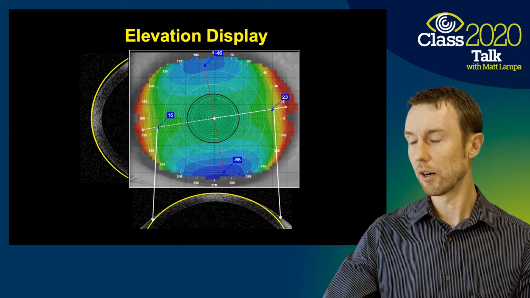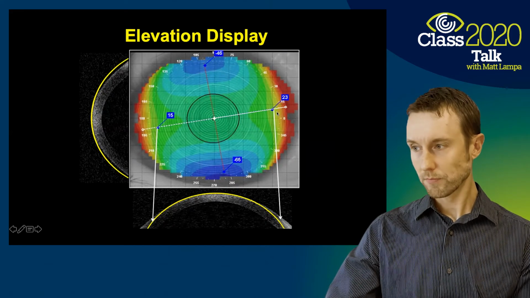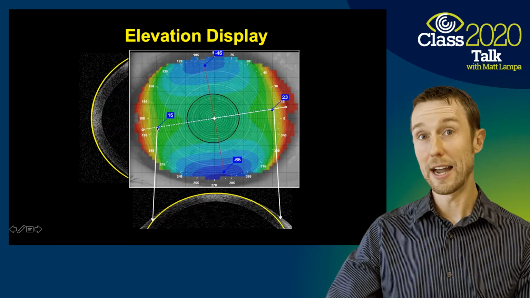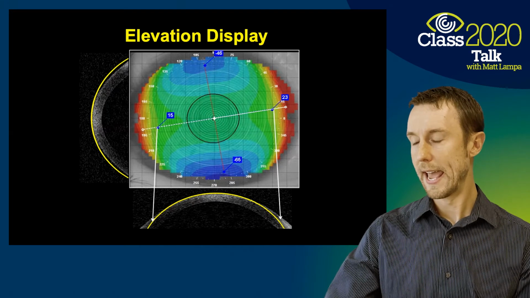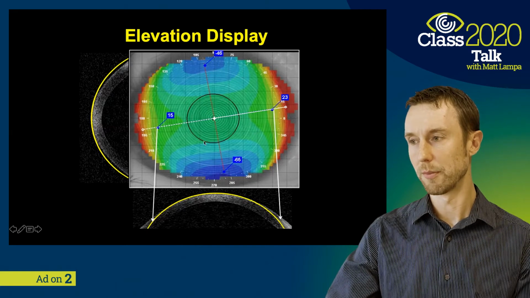So in terms of our eye here on our elevation display, along the horizontal, this patient has the high spot. It's measuring above along our flat meridian, and along the steep meridian in this eye with the rule astigmatism, it's measuring down.